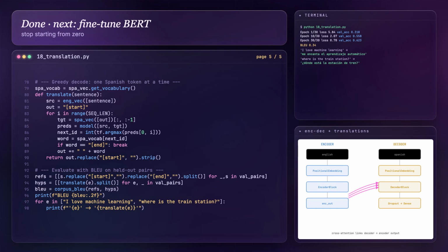But every weight here was learned from scratch, English, Spanish and the map between them, all from 9,000 pairs. Next time we stop starting from 0, we fine-tune BERT, a transformer that already speaks the language, and watch how little data it takes. See you there.